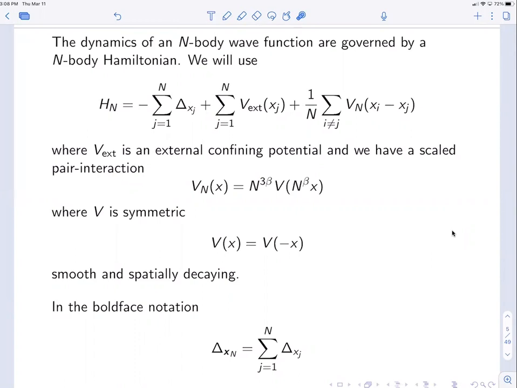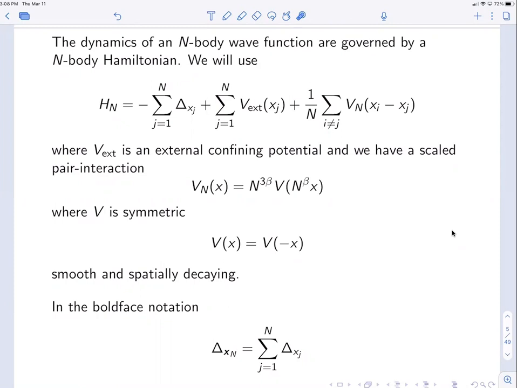And we have scaled the pair interaction potential terms so that they are of the form V sub n of xi minus xj, so that is the I and j particle interaction. But the scaling Vn is given by n to the 3 beta V n to the beta x for some beta between 0 and 1. And the V is assumed to be symmetric. So actually this double sum could be replaced by a sum over I less than j. And the pair interaction potential is smooth and spatially decaying.